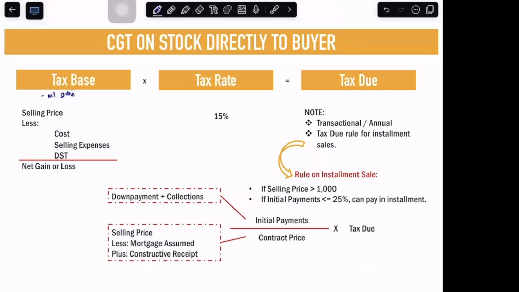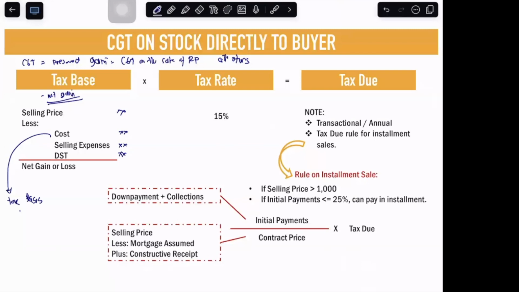The only CGT subject to presumed gain is your CGT on the sale of real property. For all others, what we do is compute the net gain. So first, let's determine our net gain. The net gain is equal to your selling price, less cost, less selling expenses, less DST. What is the cost? The cost, normally, you know this as your tax basis. So what is the tax basis?